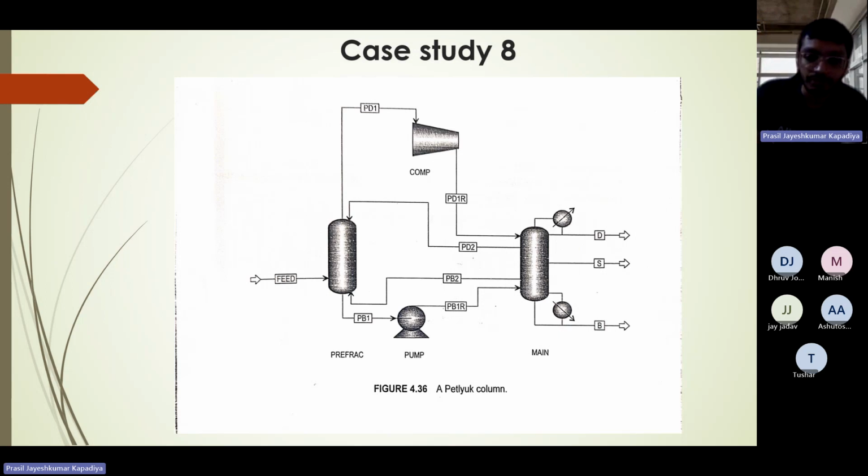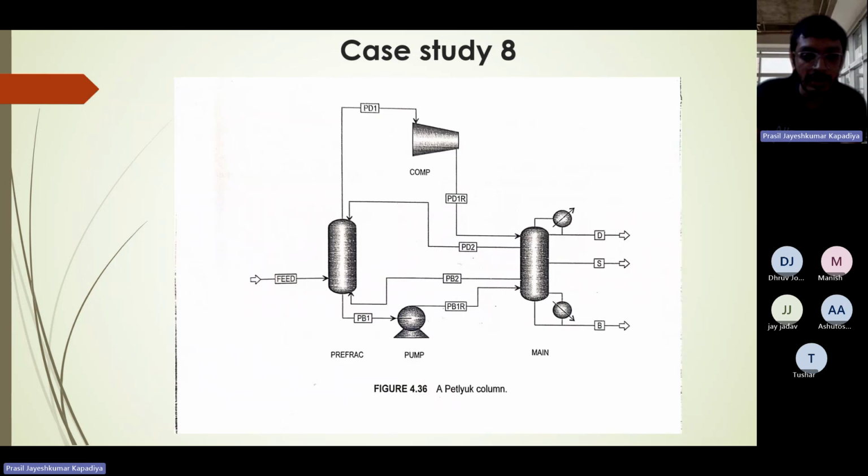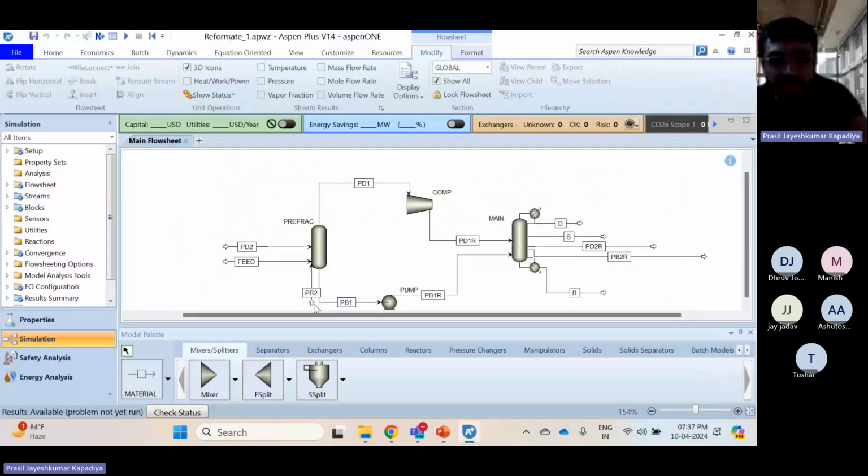So what do we do? For that, what are we told? These two recycle streams, PB2 and PD2. Assume it is like this: whatever we are getting from here, I am recycling as a separate stream, and whatever we are recycling from here, I am naming as a separate stream.